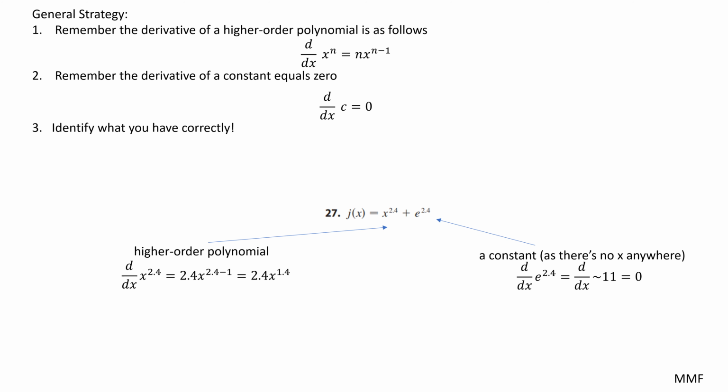And for the next part, it's a higher order polynomial. So you take the 2.4 and you put it in front, and you reduce the 2.4 by 1. 2.4 minus 1 is 1.4. And you just put that all together here, and you get that j's derivative with respect to x, or j prime, whatever you want to call it, is just 2.4 x to the power 1.4 plus 0, which is just the same as 2.4x to the power 1.4. And that's all there is to this question.